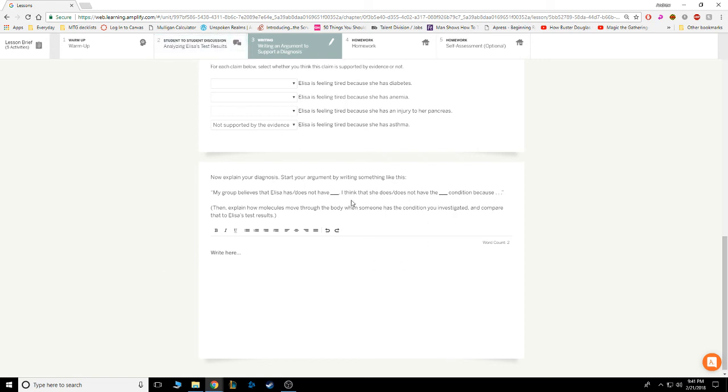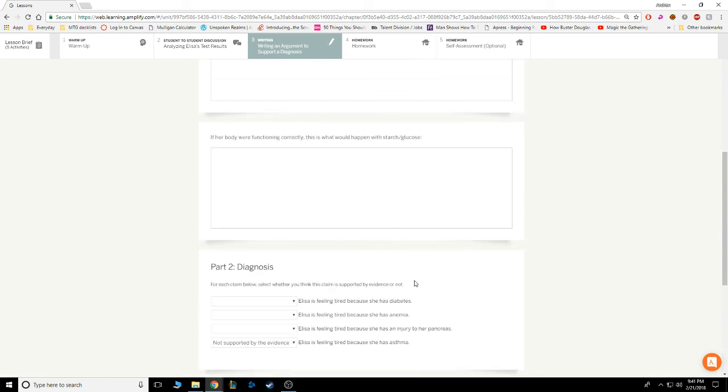So in the case of asthma, I would say I think she does not have the asthma condition, because she is getting more oxygen per breath than the average person with asthma would, period. Now, I did that in one quick sentence to show you how it should work, but you should have a little more data from your reading and from your modeling as well, so you should be able to do it in about 2 to 3 sentences. It shouldn't take you too long to write that part when you get there, though.